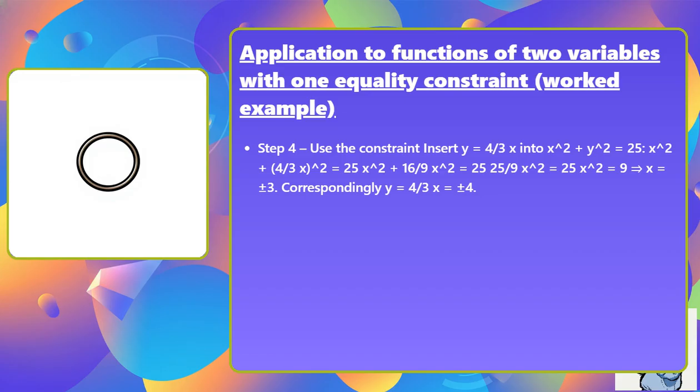Combining terms, 25/9 x squared equals 25. Thus x squared equals 9, so x equals plus or minus 3. Correspondingly, y equals 4/3 x, which gives y equals plus or minus 4.